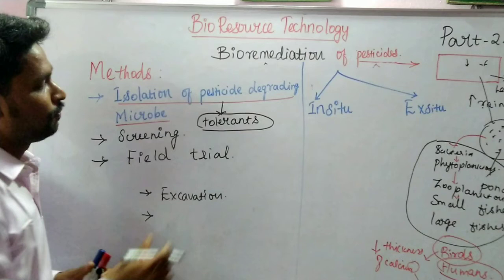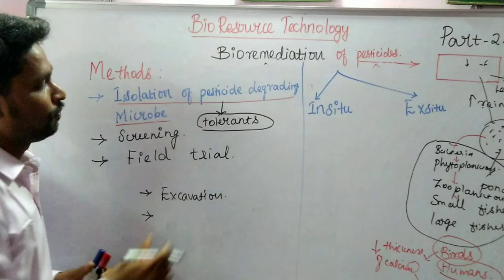We have to give different concentrations of pesticides to the selected organisms, and then check the capacity and potentiality of toxic degradation by the organism. Only after this will the field trial be completed, and the selected bacterial or microbial strains will be applied for the large scale process. For any type of bioremediation, there are two possible methods. One is in situ bioremediation, another is ex situ bioremediation. It is very similar to in situ and ex situ conservation of biodiversity.